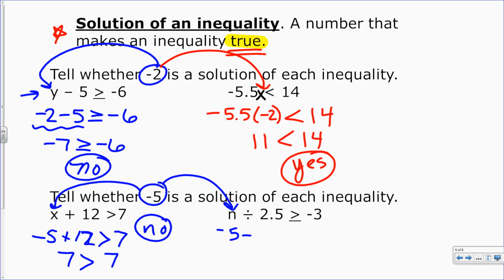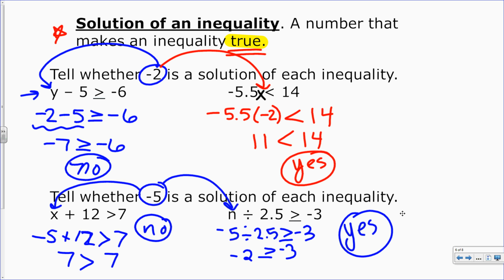Finally, we're going to plug in here. Negative 5 divided by 2.5. Is that greater than or equal to negative 3? Well, working this out, I get a negative 2. Is negative 2 bigger or greater than negative 3? Since it's further to the right on the number line, it is. So that is a solution. When you're finding out if something's a solution, you plug it in to see if it works.